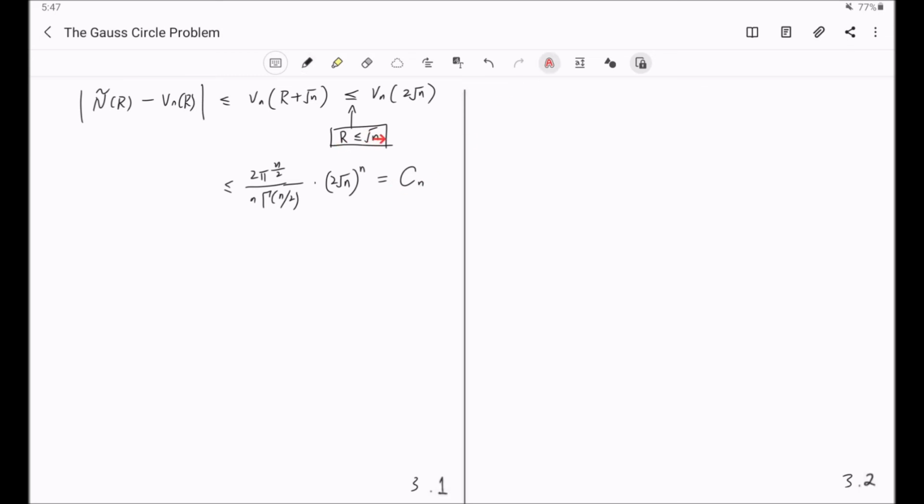So when r is less than or equal to root of n, this is bounded by a constant that depends on n. So if r is greater or equal to 1, but less than or equal to square root of n, this absolute value of Ñ(r) minus B_n(r) is bounded by c sub n, and is still less than or equal to c sub n times r raised to the power n minus 1, because r is greater or equal to 1. So in this range, this is still a big omega of r raised to the power n minus 1.